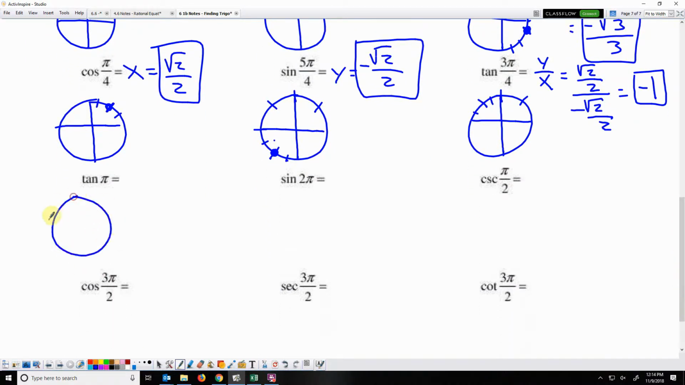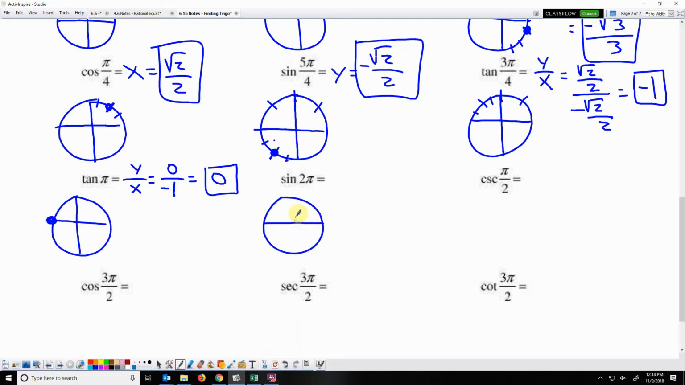Tangent at pi. Halfway around a unit circle is pi. So it's the y value over the x value. The y value, this is not up at all. The y value is 0. It is all the way to the left. That is negative 1. 0 over negative 1 is 0. Sine at 2 pi. 2 pi is all the way around the unit circle. Sine is the y value. This is not up or down at all. The y value is 0.